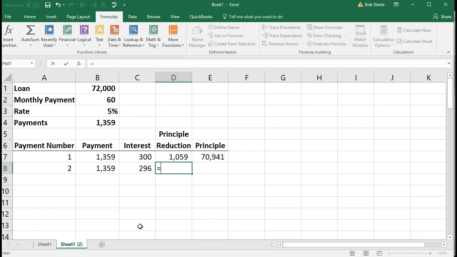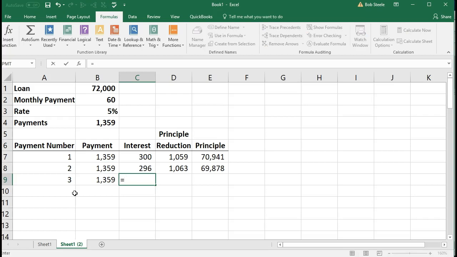The new interest is a bit lower. There's our payment minus the new principal. There's the principal reduction. And we're going to take the prior principal minus that deduction, and that gives us our new principal. So now of course, the principal is going down, but not by the amount of the payment. That's how much cash went down. 296 of it was interest, and therefore the principal was 1,063.